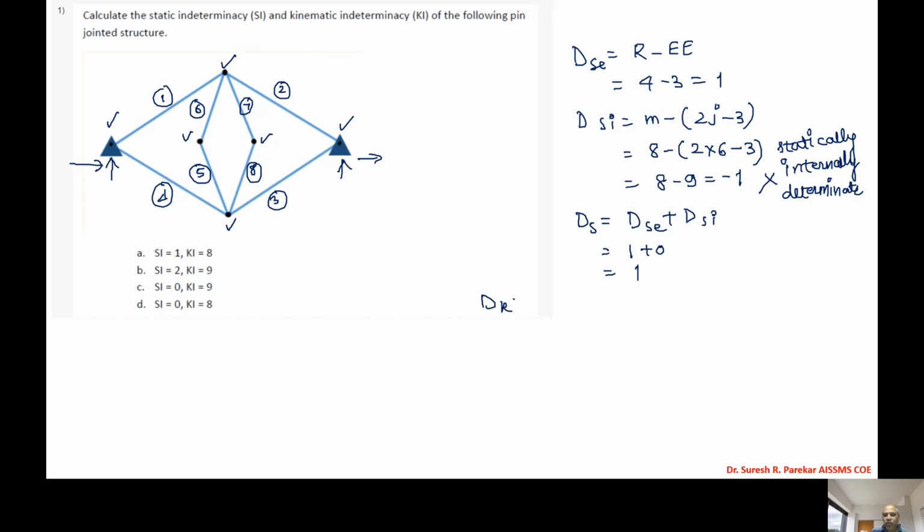Now we have DK equal to 2j minus r. Now j we have 6, minus reactions we have 4. So we have 12 minus 4, we have 8. So we have 1 and 8, and for 1 and 8 we have option A.